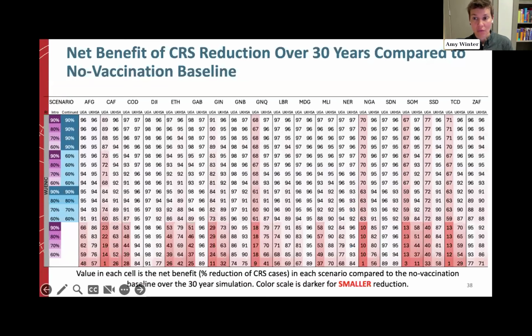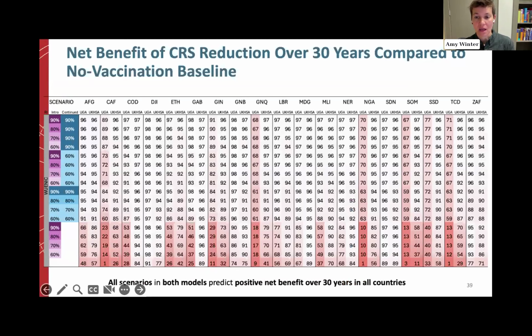So now we're going to be looking at all the countries, and we see, as expected, the percent reduction is larger in the more optimistic scenarios, looking from the top to the bottom. Next slide. And notably, all scenarios indicate a positive net benefit, meaning that there's fewer CRS cases over 30 years for all introduction scenarios because they all have percent reductions. Next slide.